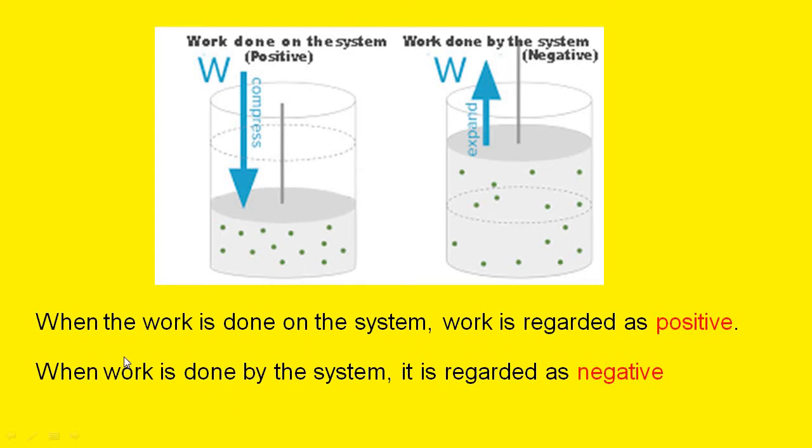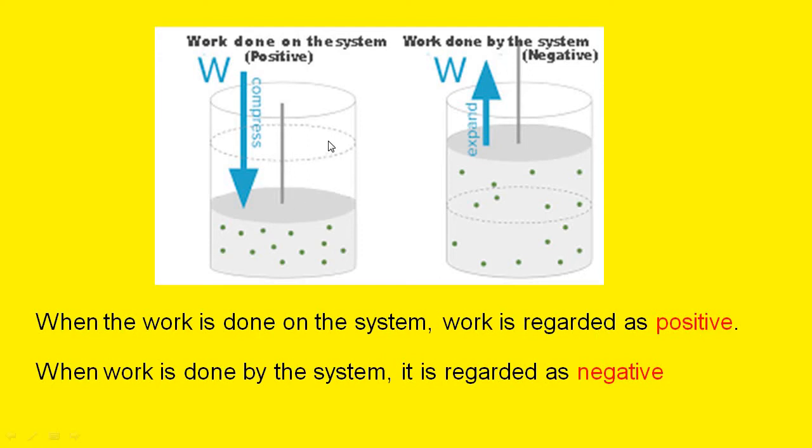Now we are introducing the sign for work as either positive or negative, depending on whether work is done on the system or by the system. When work is done by the system, it is regarded as negative. And when work is done on the system, work is regarded as positive.